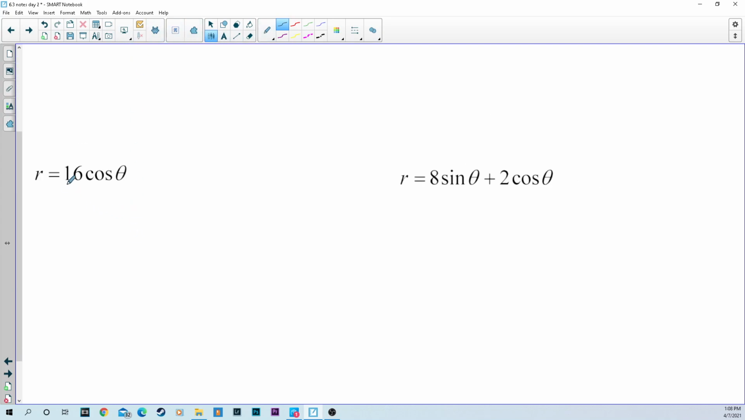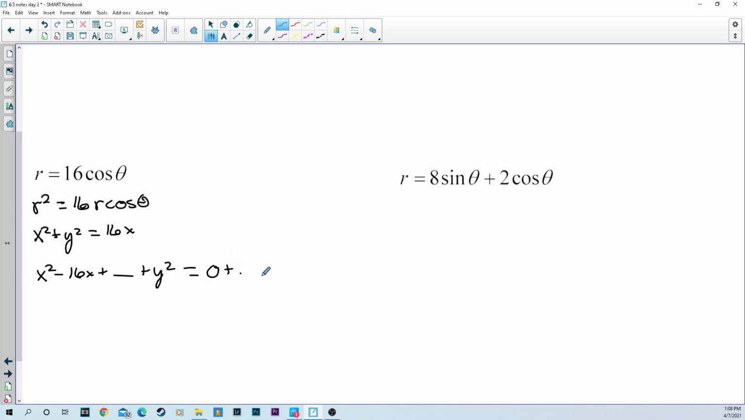All right, we got r equals 16 cosine of theta. So let's multiply both sides times r to get that r cosine. We have x squared plus y squared is equal to 16x. X squared minus 16x plus something plus y squared is equal to 0 plus something. We're going to add, let's see, 16 divided by 2 is 8. 8 squared is 64. We're adding 64 to both sides. X minus 8 squared plus y squared is equal to 64. So again, that's a circle.